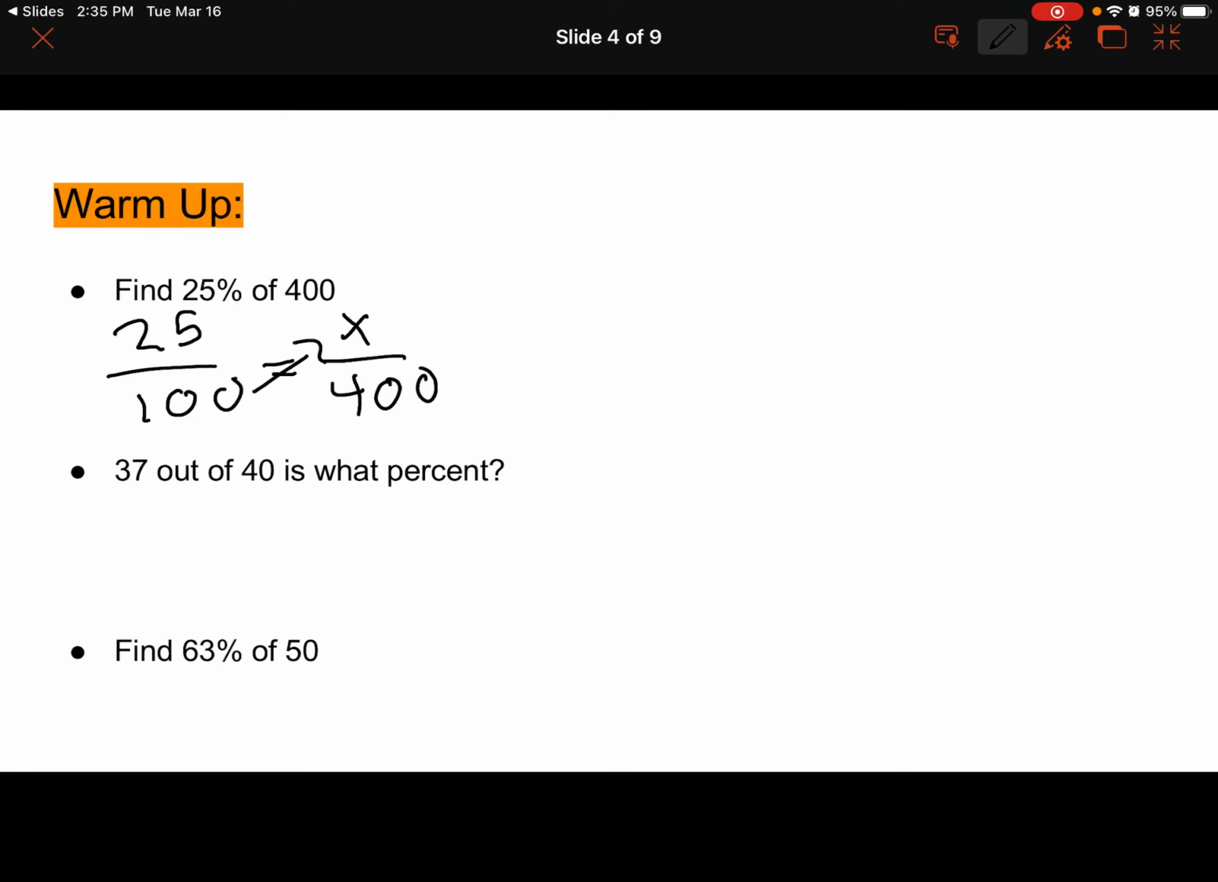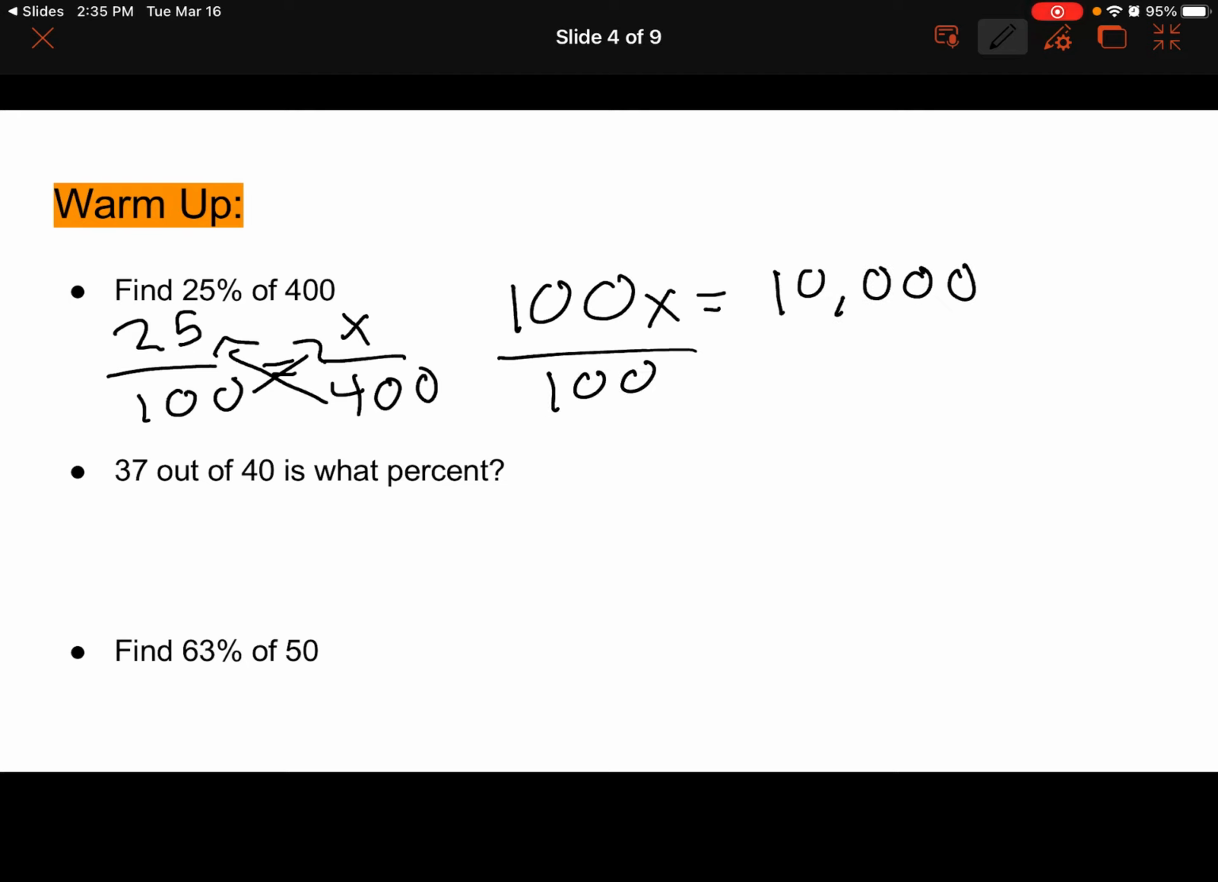Now when we cross multiply, 100 times x will obviously be 100x, and 25 times 400 will give us 10,000. All right, now we have to solve for x here, so we can divide both sides by 100. Of course, we'll cancel these out here, and we get x is equal to 100.